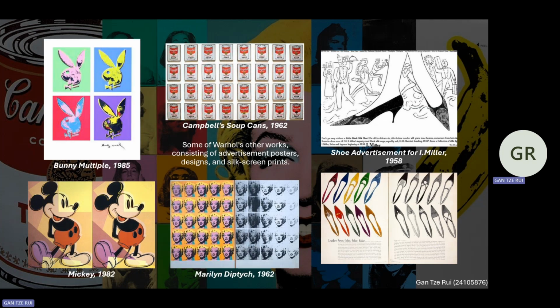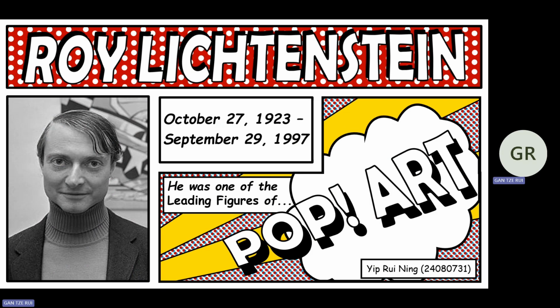Here are some of Warhol's other works, consisting of advertisement posters, designs, and silkscreen prints: multiple Mickeys, Campbell's Soup cans, a maroon diptych, and a shoe advertisement for I. Miller. Next, I will be passing on to Raining to talk about our next artist.